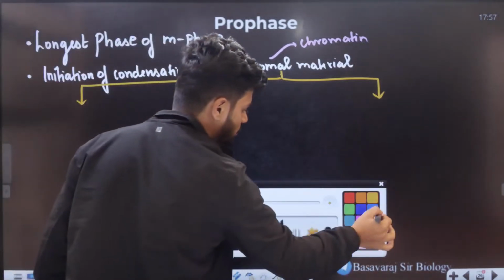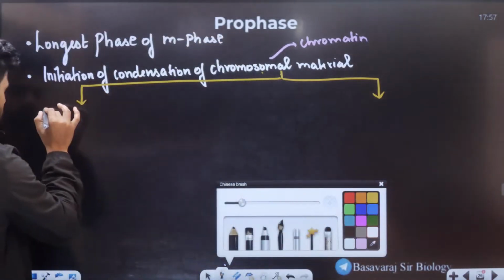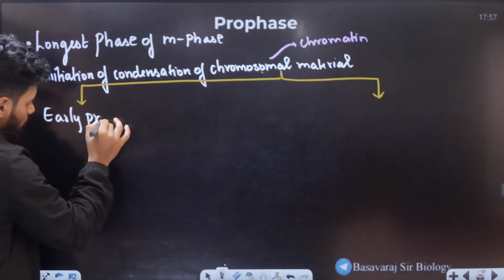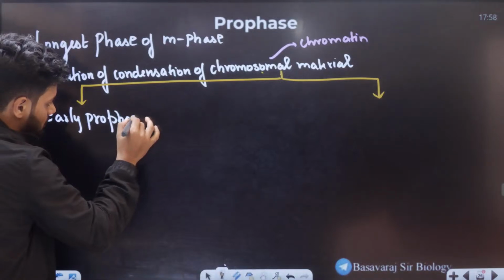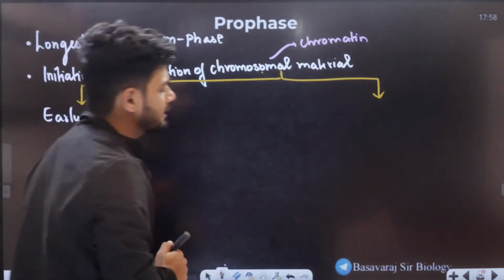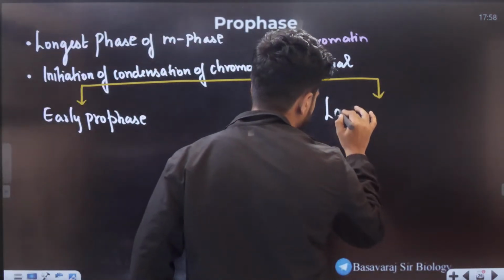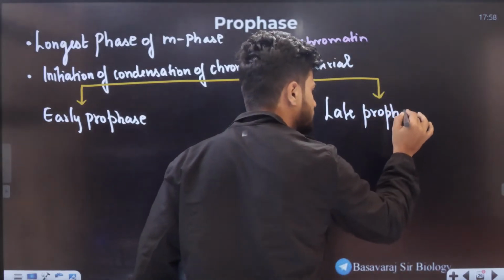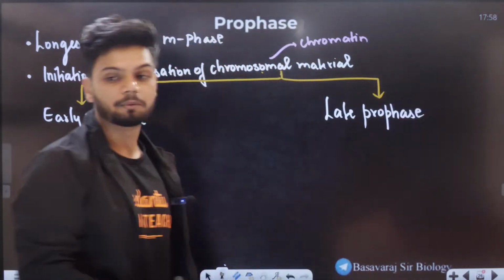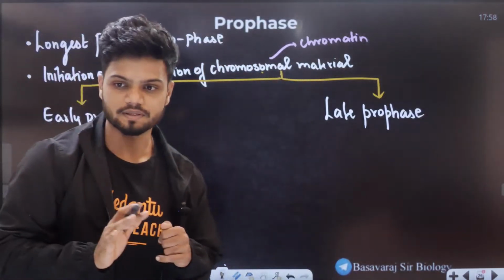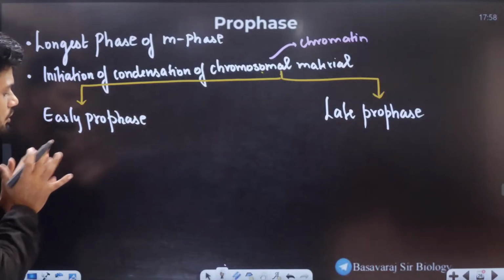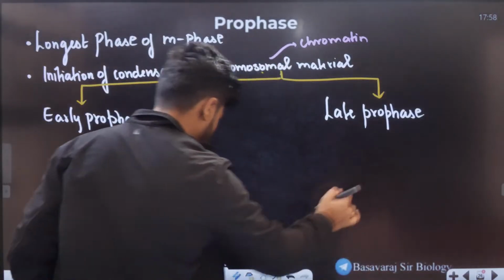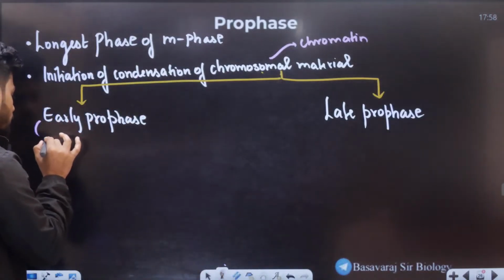The first one is called early prophase. Obviously, what is the opposite of early? Late prophase. Early and late prophase. Now, what exactly happens in each one of them? In the case of early prophase, there is condensation of chromosome.